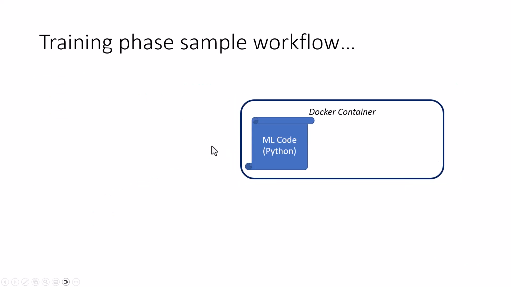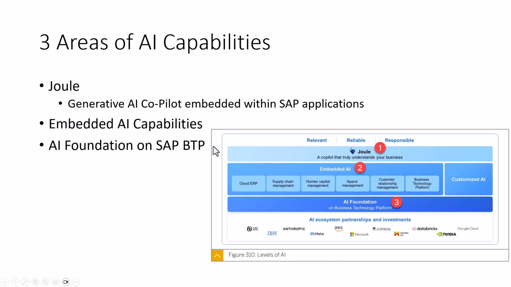So these are the three areas in AI capabilities within SAP. With this session, we took a deep dive into the AI capabilities in SAP. And in the next session, we will look at both app dev and automation.